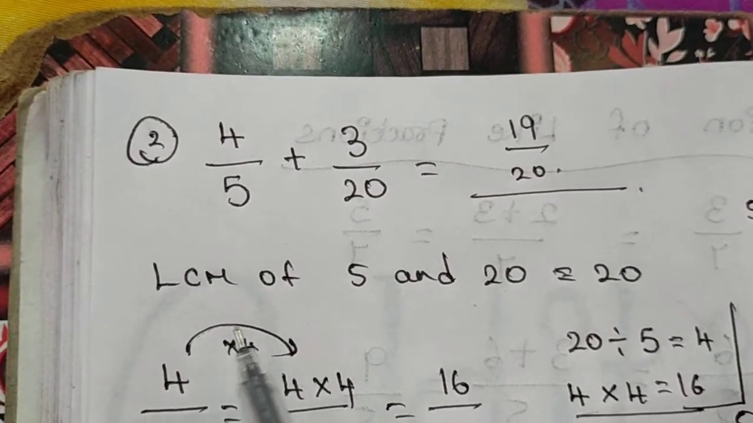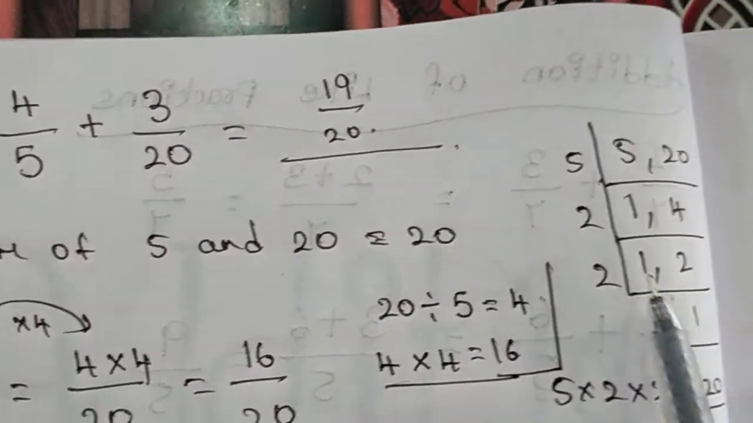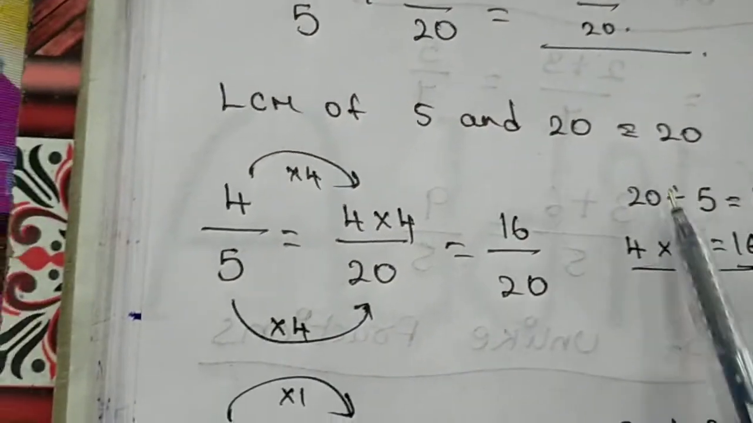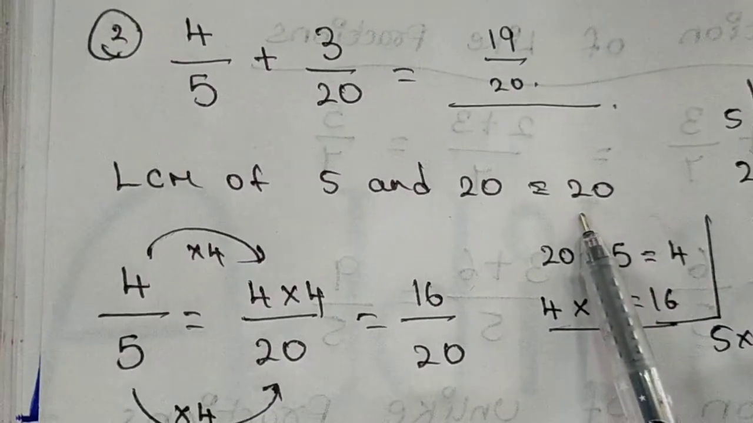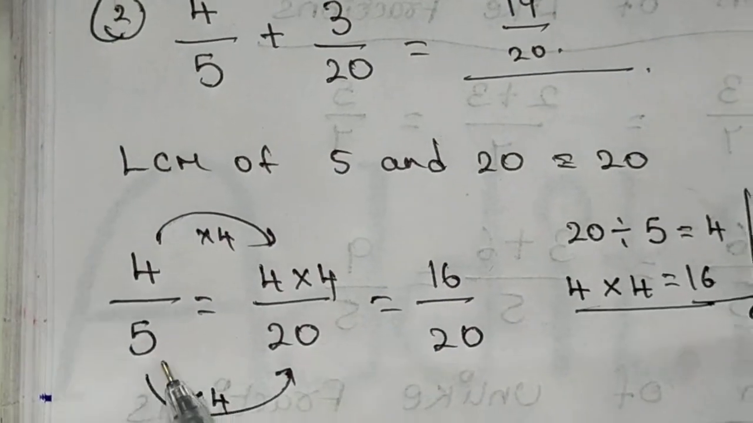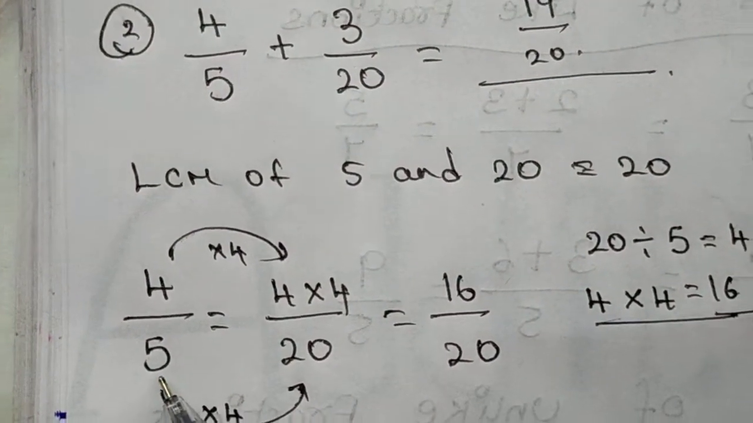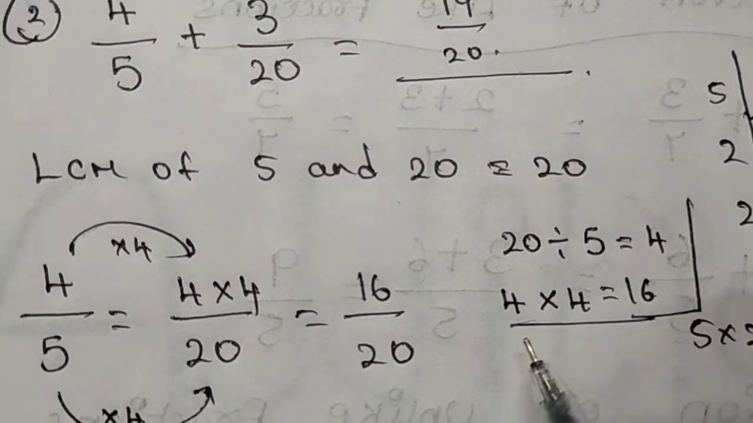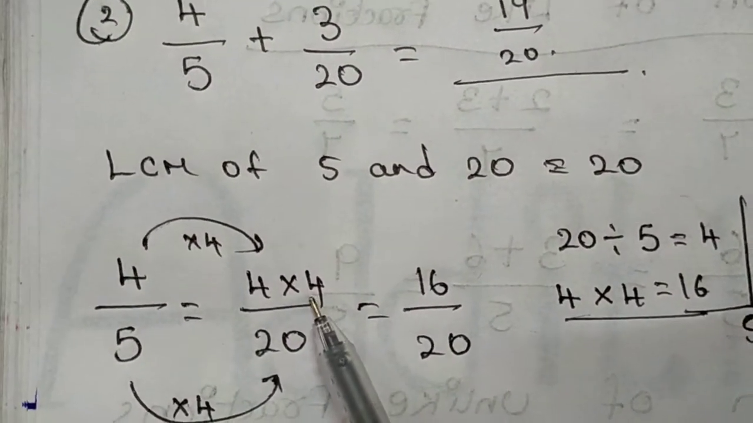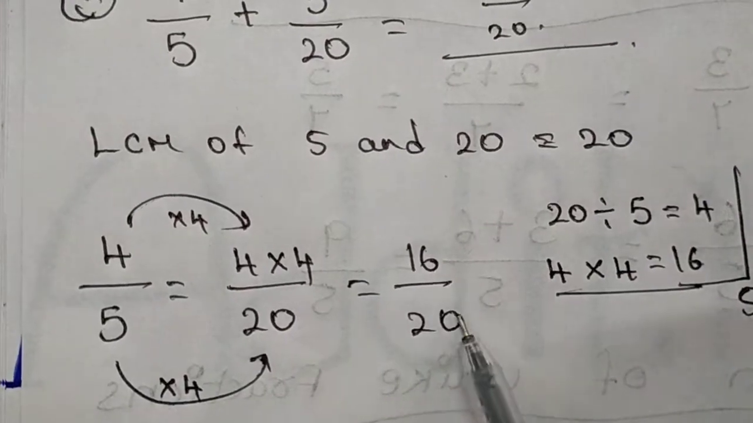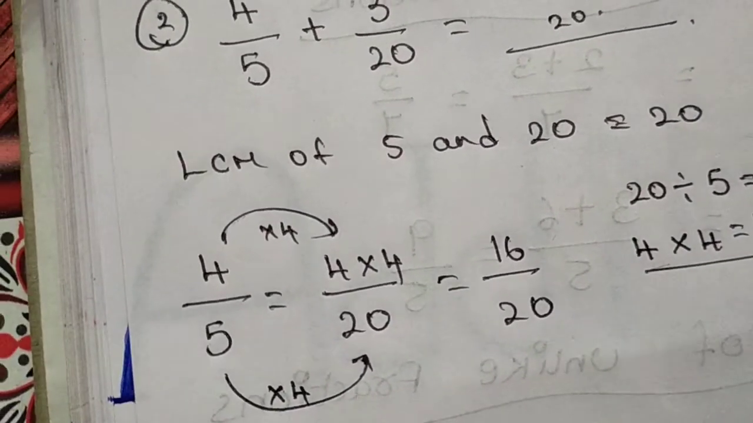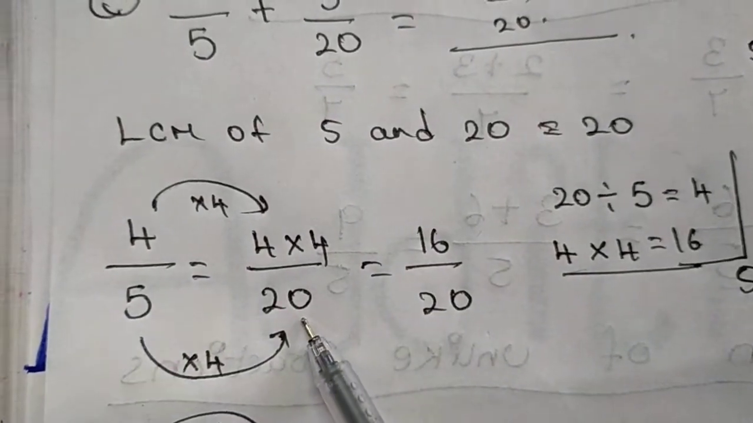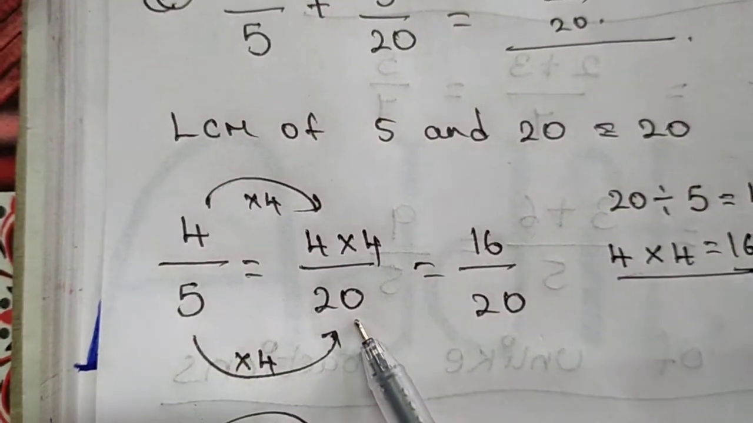So the LCM of 5 and 20, like this you will find the LCM. What is the LCM? 20. Now this LCM you divide by the denominator of the first fraction, and you will get 4. This 4 you multiply with the numerator, then you will get 16 by 20. Or in other words, this LCM will be the denominator of both the fractions. So 20 is the denominator.